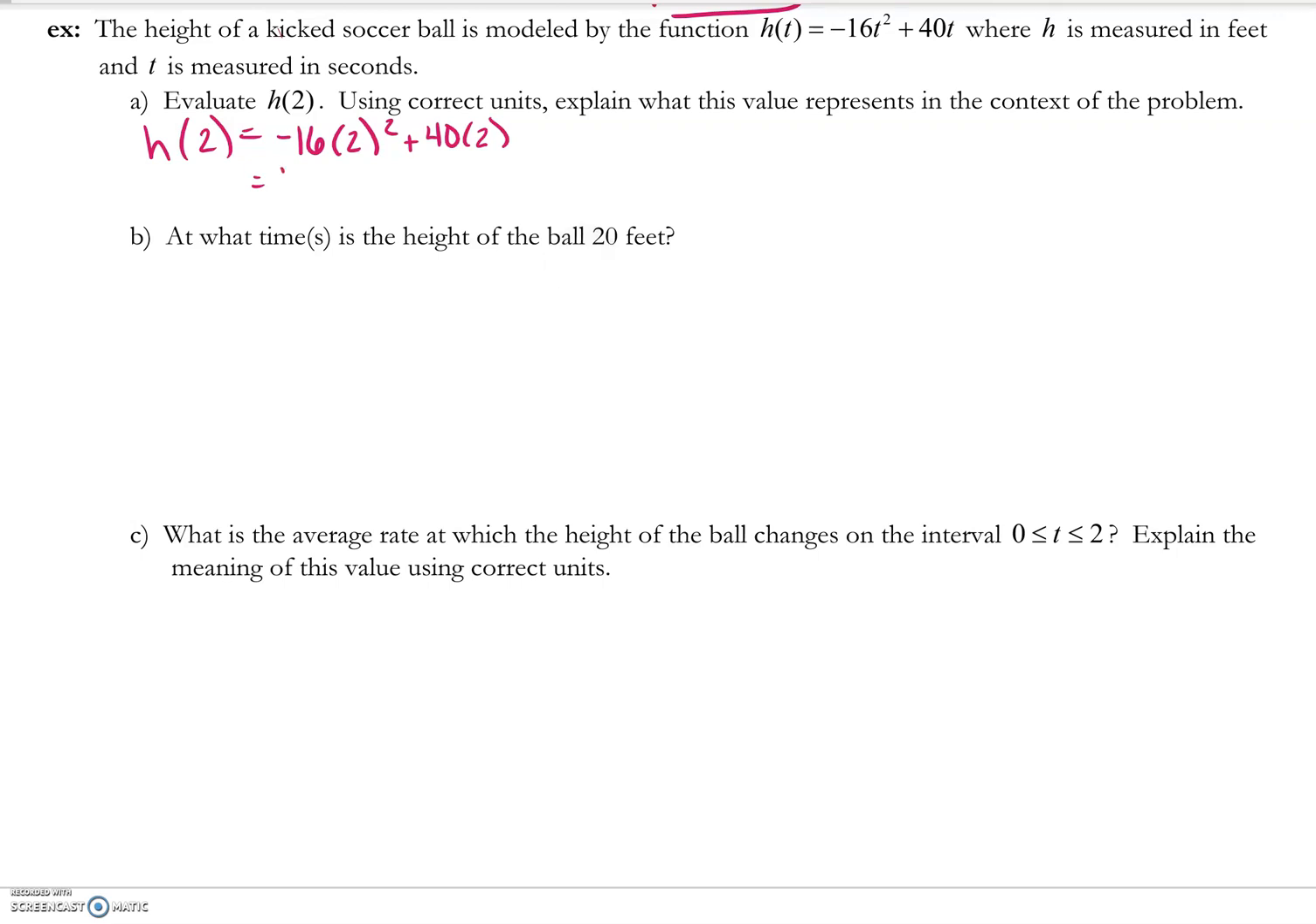You should get 16. We also have to explain what this value represents. So whenever I ask you that question, I want to know what the number you plugged in means and what the number you got out means. Since we plugged in 2 for t, which is measured in seconds, and we got 16 for our h value, and h is measured in feet, we would say something like, at 2 seconds, the ball is 16 feet in the air.